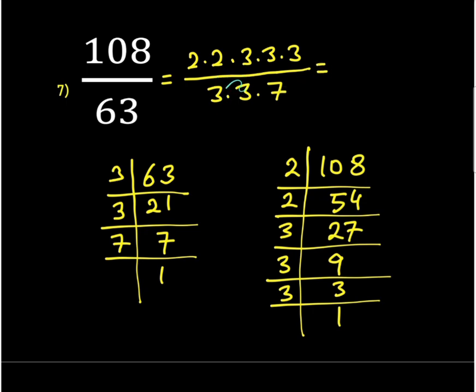Cancel common factors. Cancel 3 with 3, and also we have another 3 with 3. The answer is 2 times 2 is 4. 4 times 3 is 12 over 7.